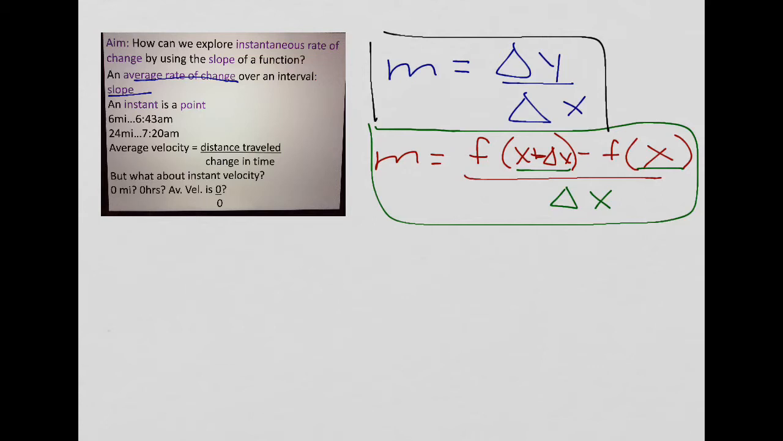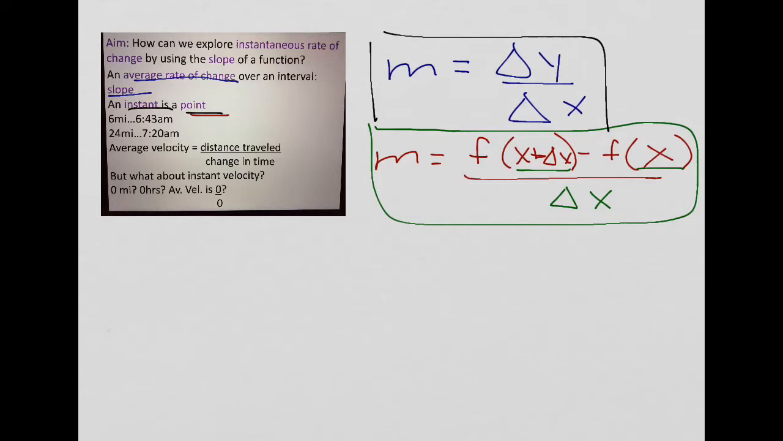Now, another thing you need to know is that an instant is a point. An instant, like a moment, is a place, a location on a graph. So that's why it would just be a particular point. Sometimes we say an instant is x equals 2, or at the point x equals 2. Those words can be interchanged.